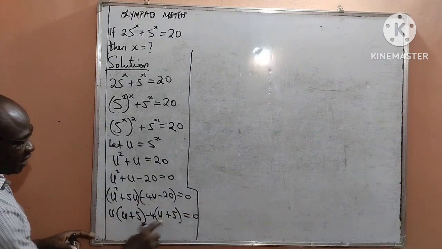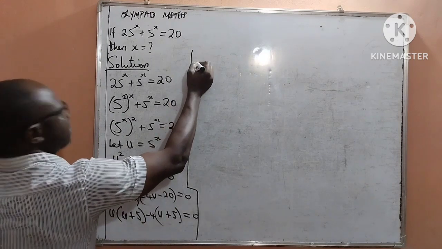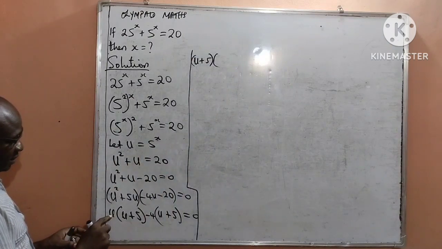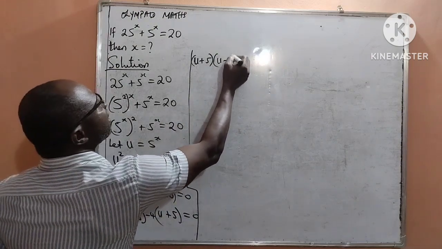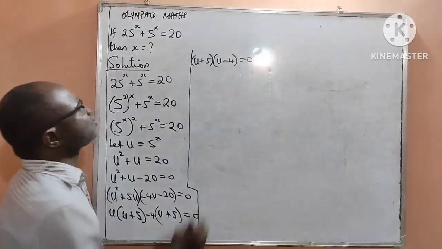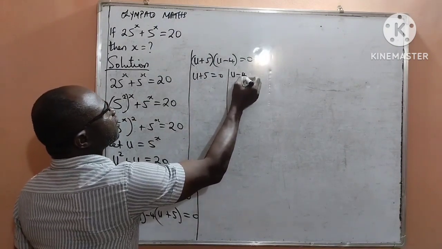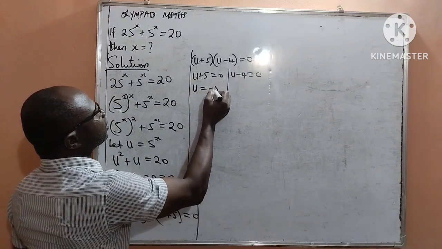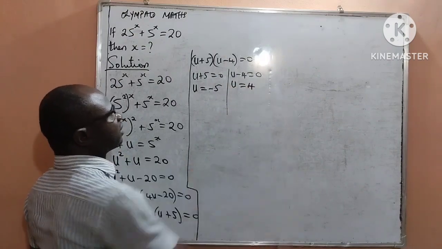Now, I can take any one of the brackets, since two of them are the same. That is u plus 5, then forming another bracket with the ones outside the bracket, which is u minus 4. Everything is still equal to 0. At this point, these two brackets are each equal to 0, meaning u plus 5 is equal to 0, and also u minus 4 is equal to 0. From here, the value of u will be equal to negative 5, while from the second bracket, the value of u will be equal to positive 4.